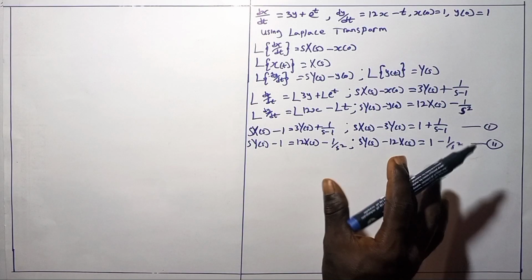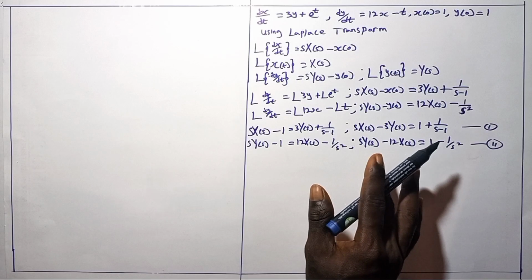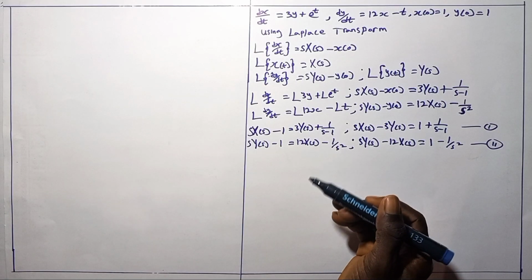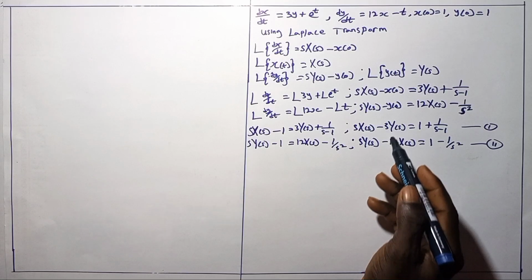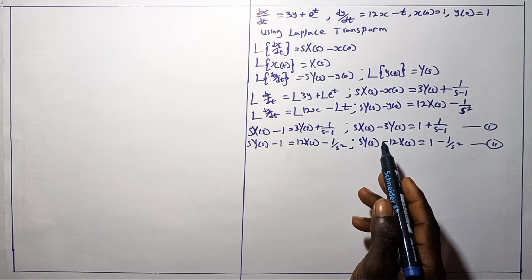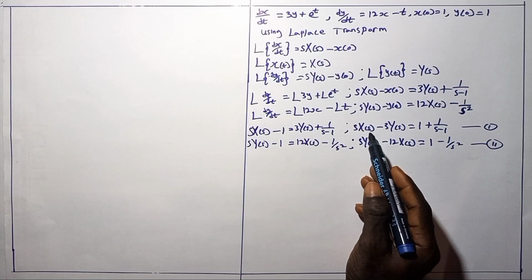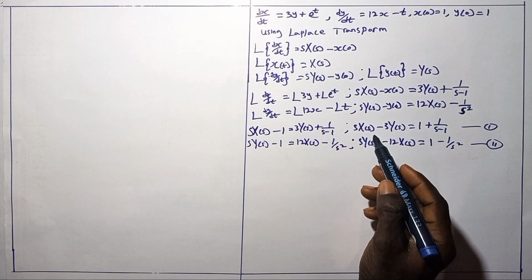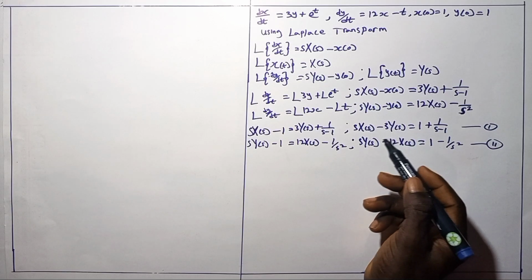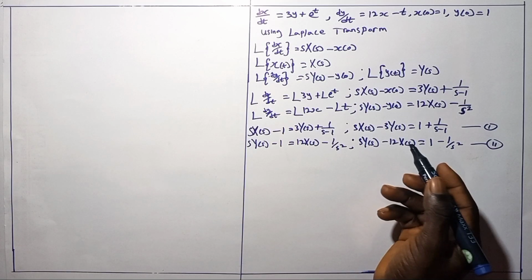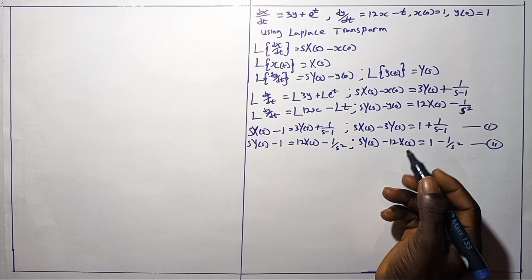Now we are in the manipulation phase. This is the phase where we'll simplify, try to manipulate what we have. We are doing this manipulation because we want to isolate x of s and y of s, so we'll be able to find them. They are the unknown we are trying to get. As we solve a normal linear simultaneous equation, we use either the substitution method or the elimination method. Here, I'll prefer to use the elimination method.